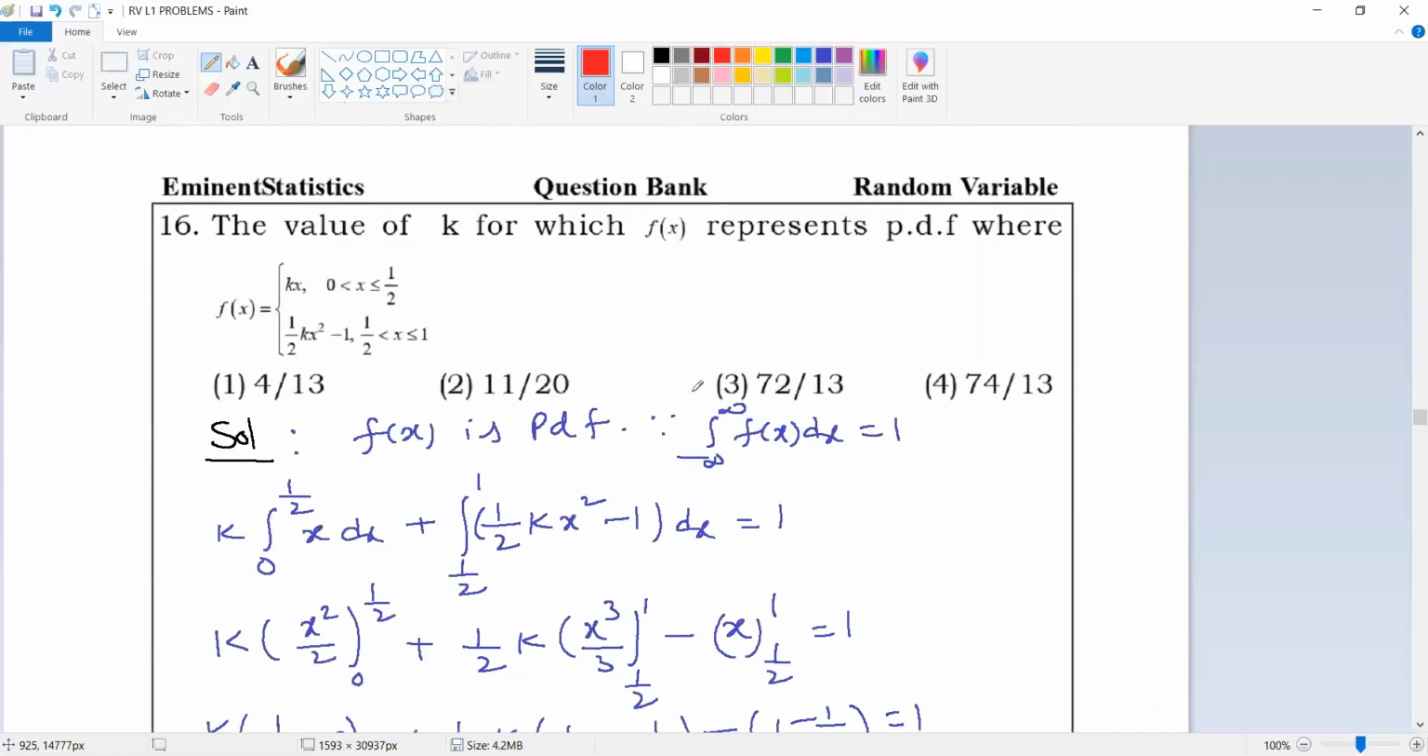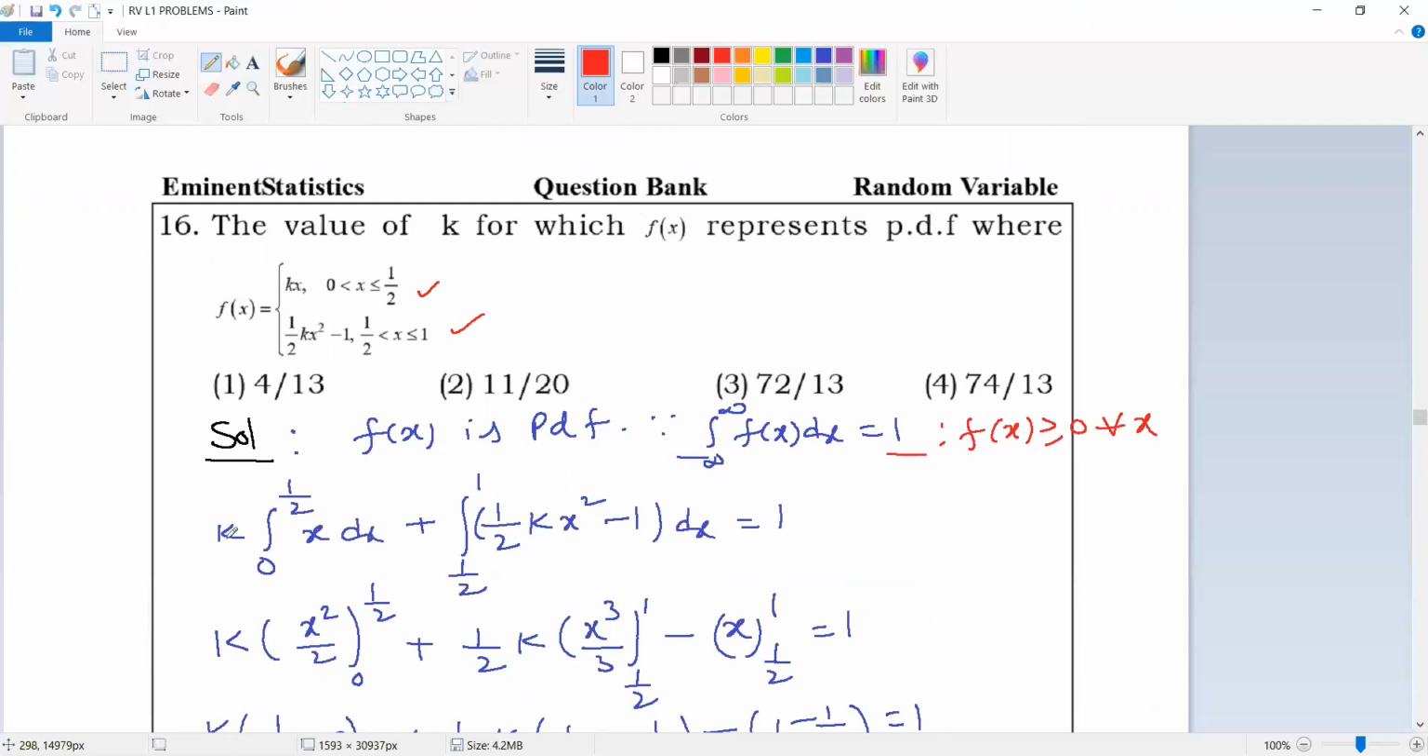Problem 16. We have to find the k. In the previous problem, a single function was given, but in this one, multiple functions are given. This is a very important model from the nationwide university examination point of view. So now here f of x is a PDF. Property of a PDF is integral from minus infinity to plus infinity of f of x dx equal to 1, and also f of x is greater than or equal to 0 for every x.